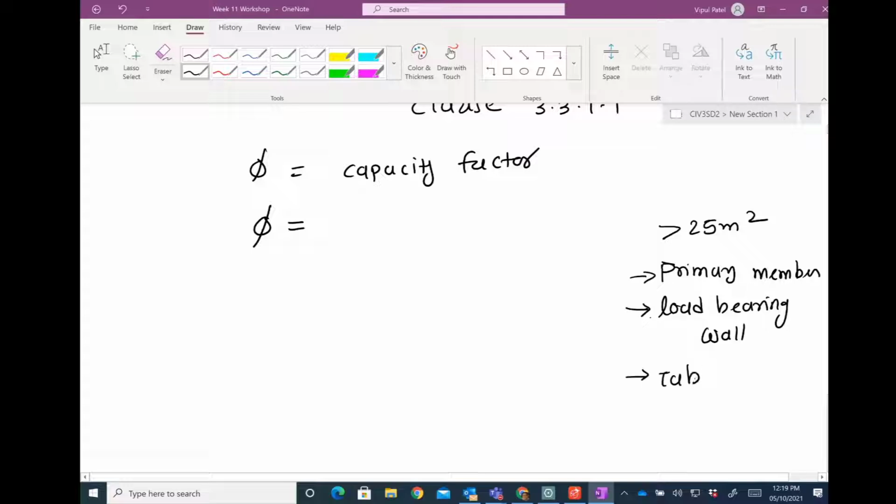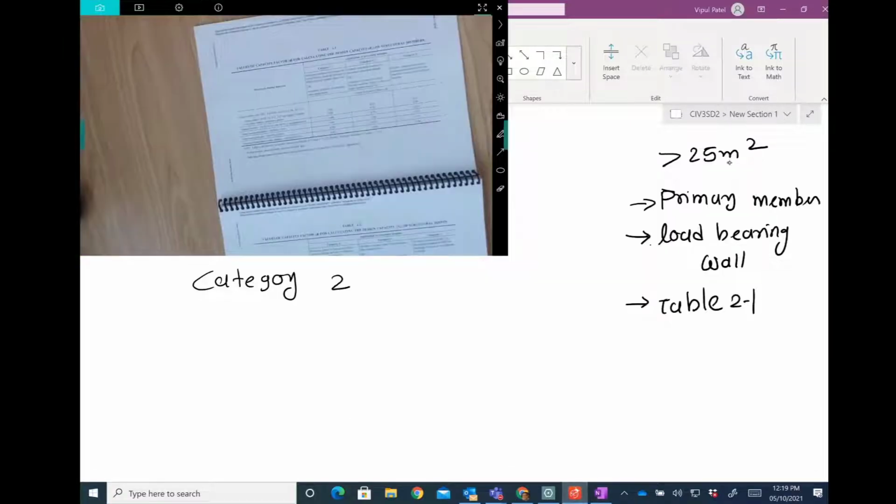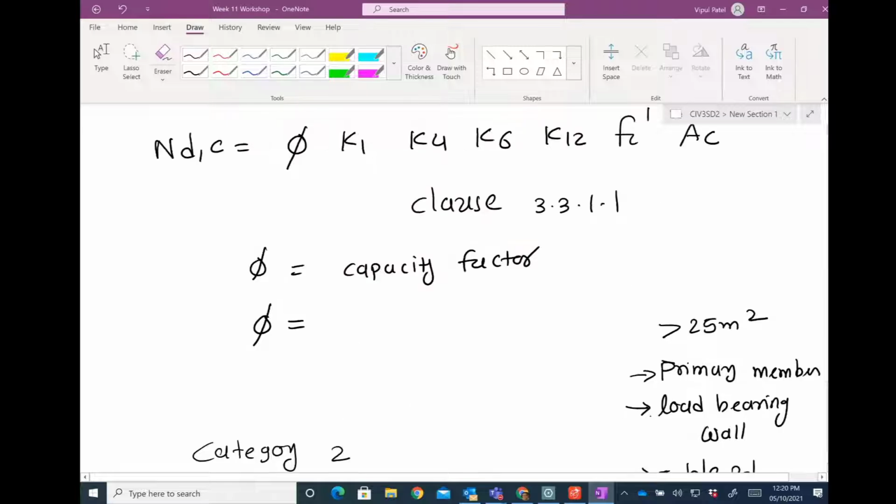From table 2.1, we can say that it is category 2. We classify it as category 2, and in this one F8 grade, if you have a higher grade you have less penalty, but for all other grades you have a 30% penalty. So we take φ equal to 0.7, because we have F8 timber grade, category 2. All right, so first one done, φ.